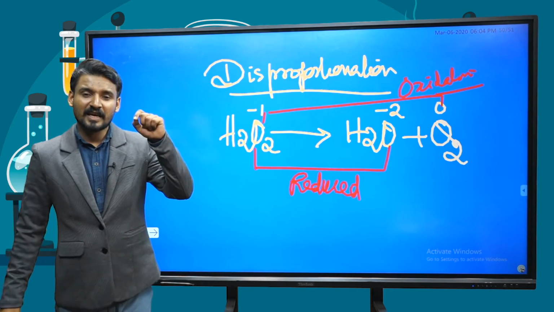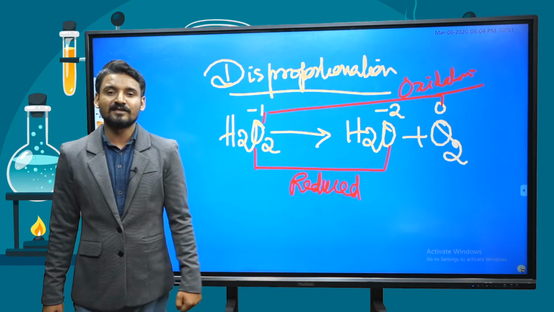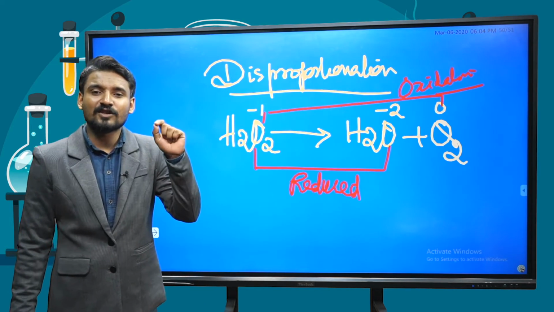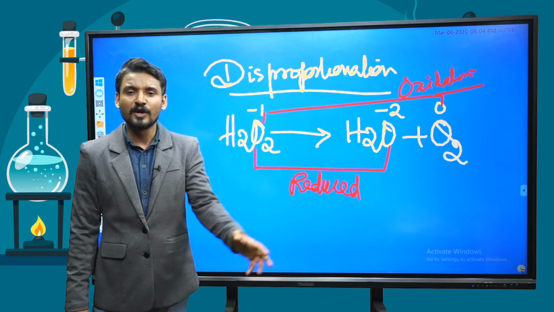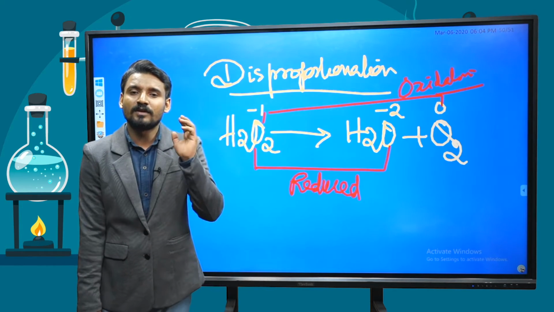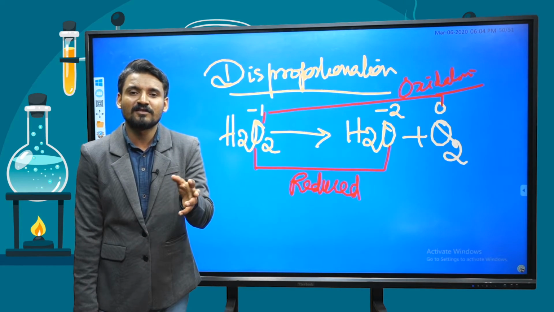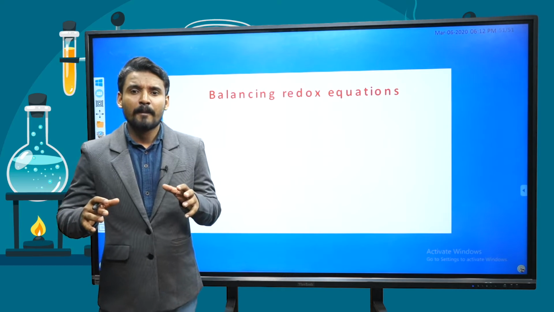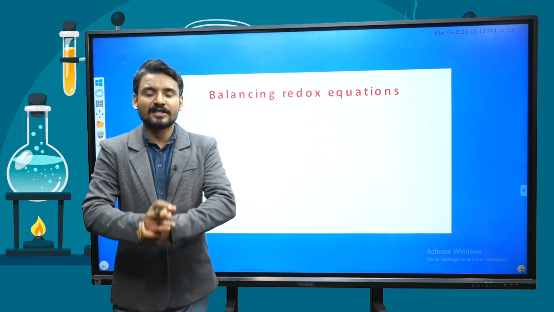That is, in a redox reaction, if the same species gets oxidized and reduced, then that reaction is called a disproportionation reaction. Next, balancing redox reactions.